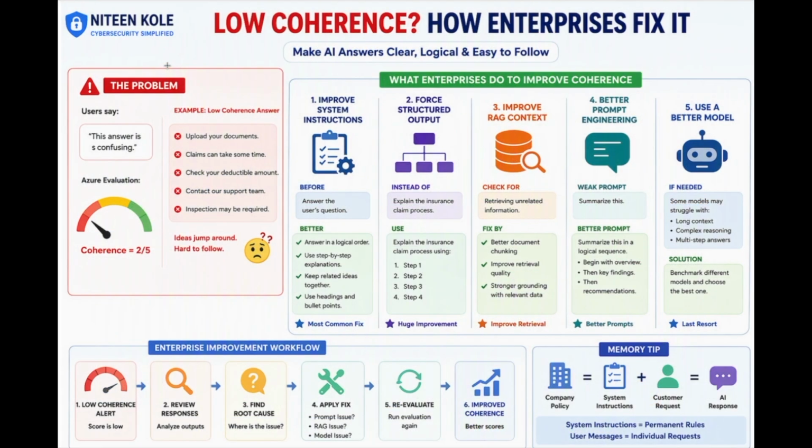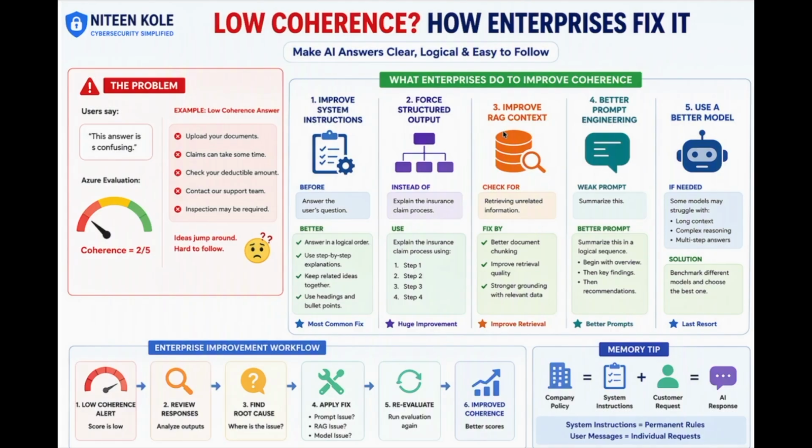How do enterprises improve coherence? First, improve system instructions. Tell the AI, answer logically. Use step-by-step explanation. Keep related ideas together. This is often the biggest improvement. Second, force structured output. Instead of "explain the claim process," use "explain the claim process using step 1, step 2, step 3, step 4." Third, improve RAG context.